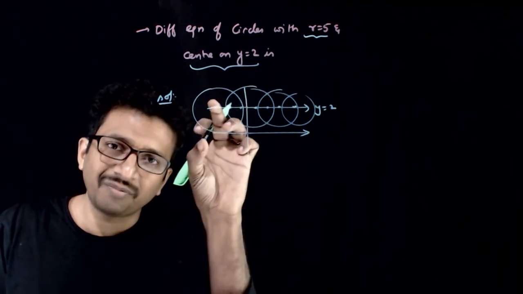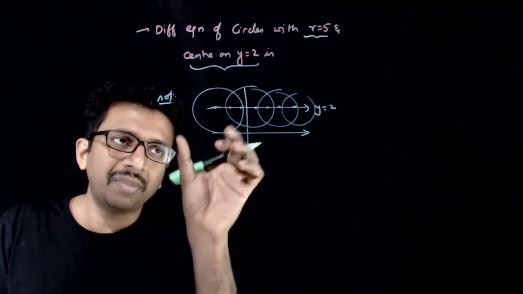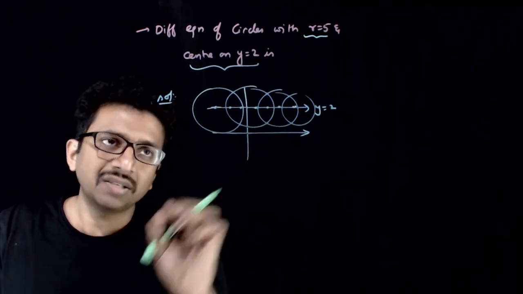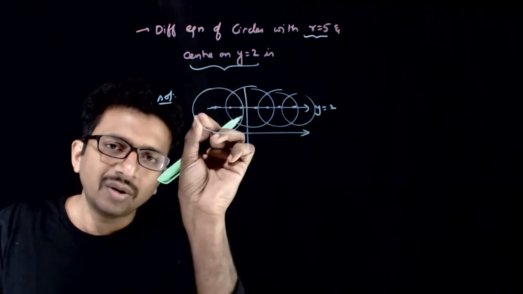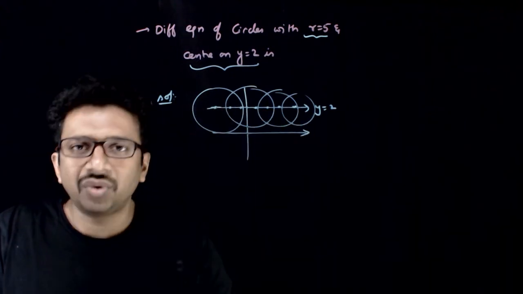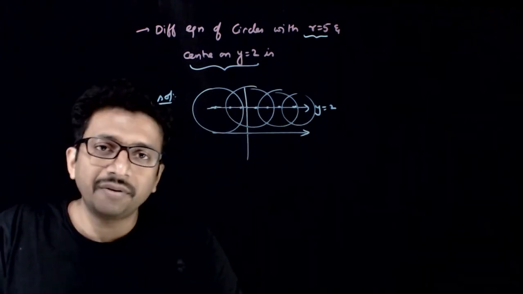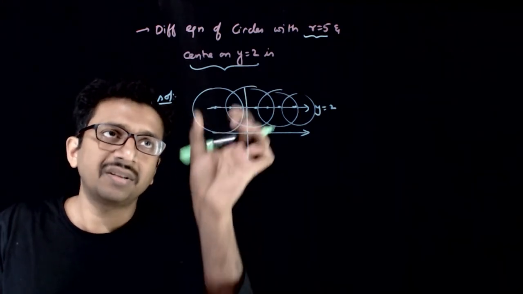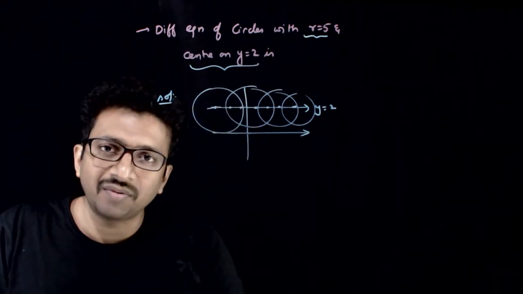The radius is 5. Obviously this figure is not to scale, but you want the differential equation of the family of circles which are of fixed radius and whose center moves on the line y is equal to 2. So now first, to find the differential equation, you must express this information in terms of a mathematical equation.